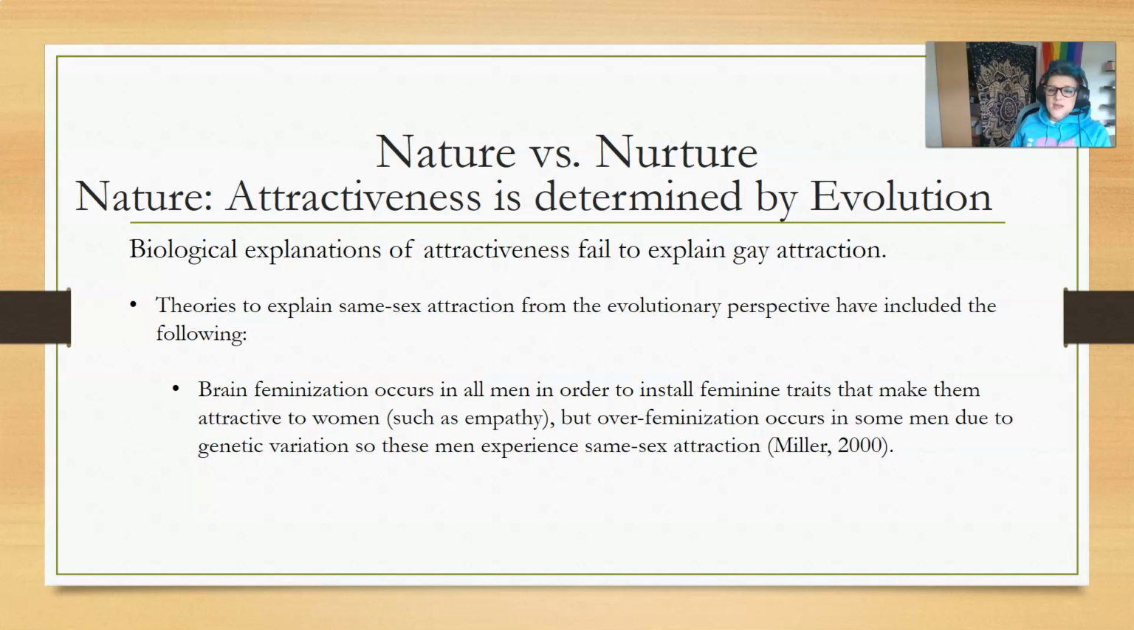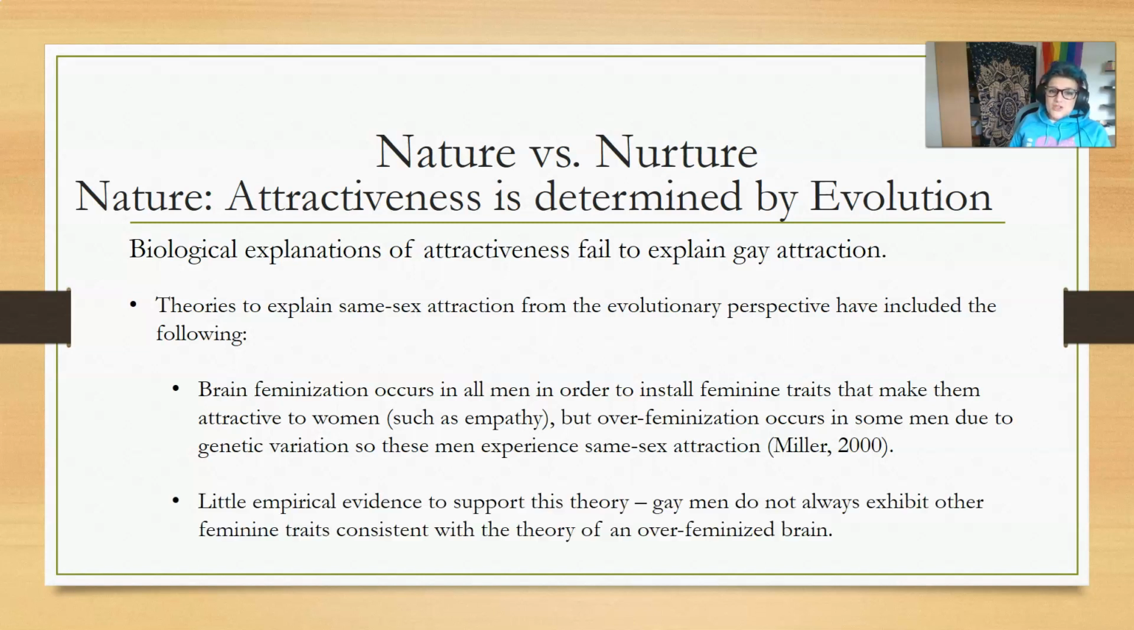A further theory is brain feminization. Now, brain feminization occurs in all men in order to install feminine traits and make them attractive to women, such as empathy. But over-feminization occurs in some men due to genetic variation, and so these men might experience same-sex attraction. Again, this is just a theory. It's an interesting theory, and it doesn't explain lesbian relationships, but it does attempt to explain gay men relationships. But again, there is little evidence to support this theory, and gay men do not always exhibit other feminine traits consistent with the theory of an over-feminized brain.